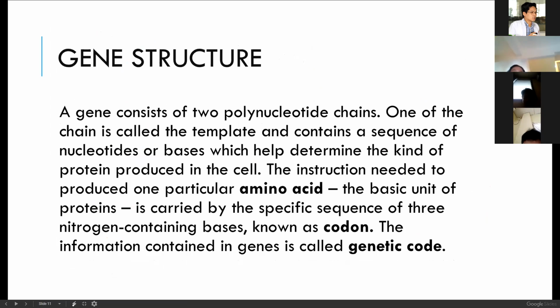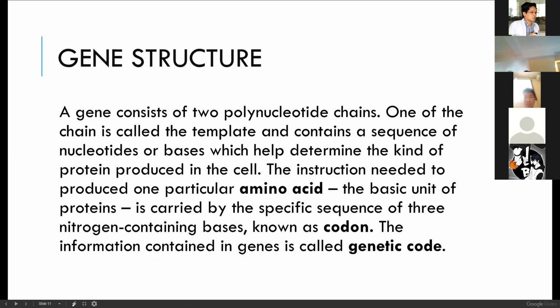Amino acids are the basic units of protein, which is carried by a specific sequence of three nitrogenous bases known as a codon.